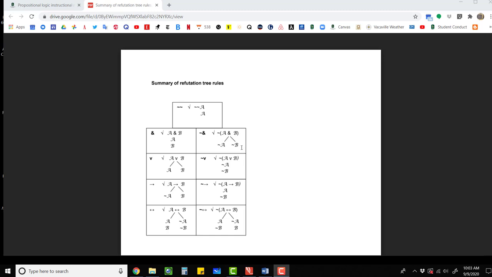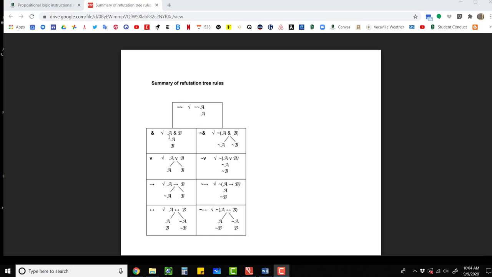But I'll just begin by looking briefly at the tree rules, a summary here, which is at the bottom of the Canvas module. So the first one is the rule for double negation. It tells you that not not A gets decomposed to A. In other words, you just remove the two negations. And what this is telling us, as is the case with all the tree rules, is that there's only one condition under which not not A is true, and that's when A is true.